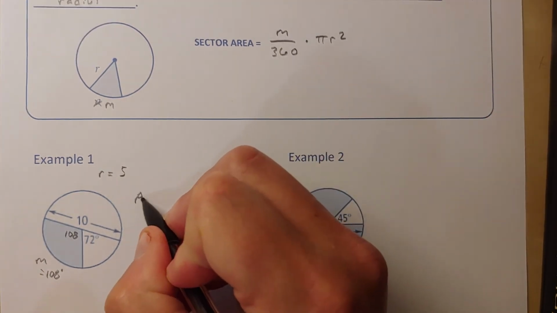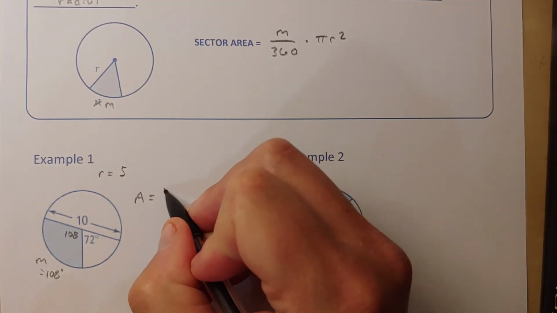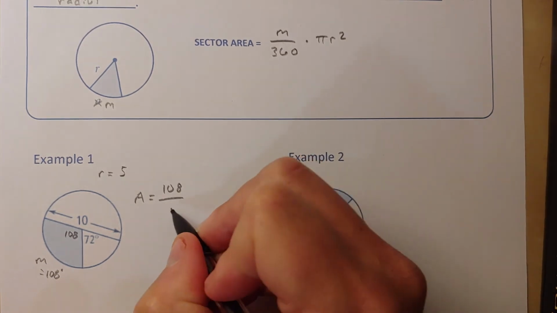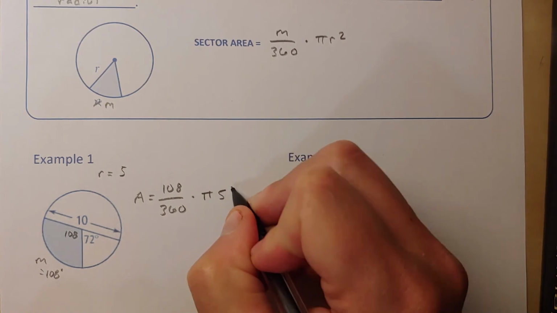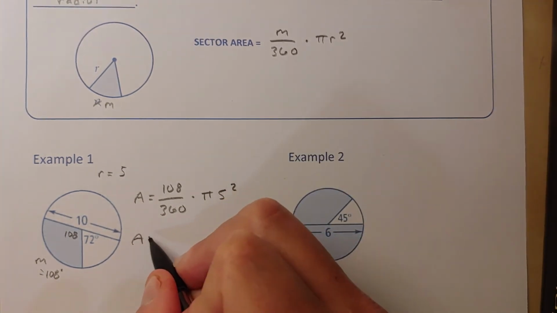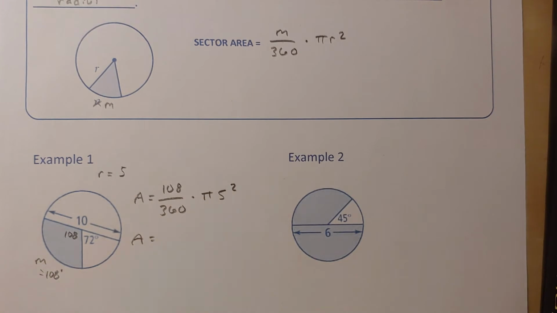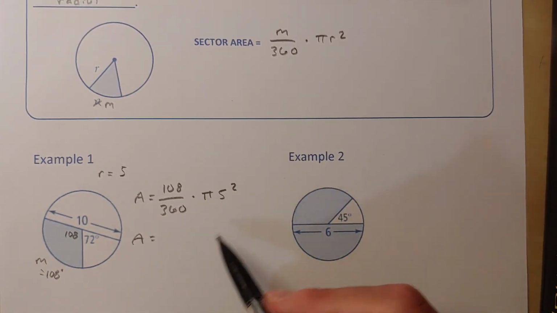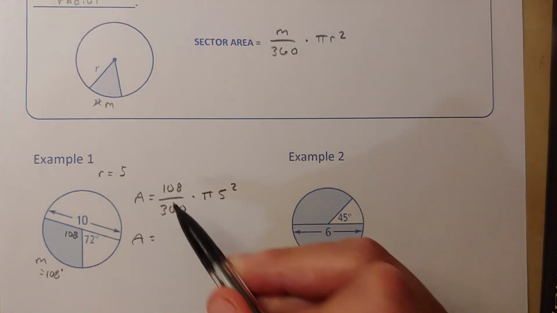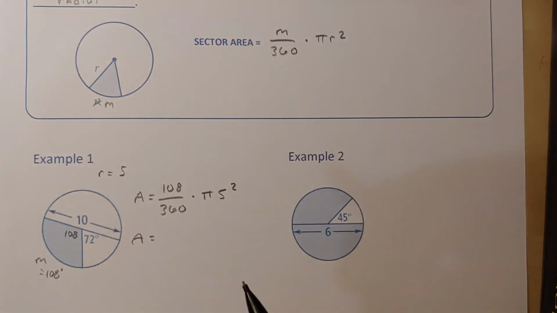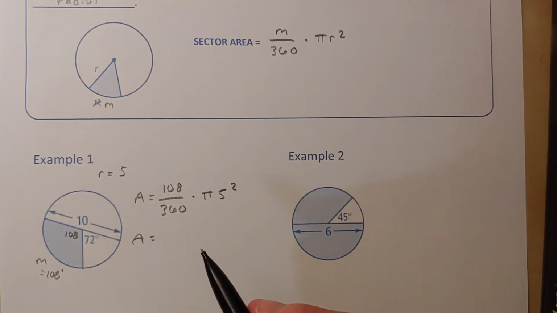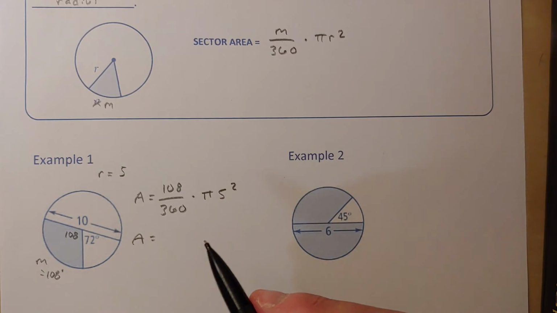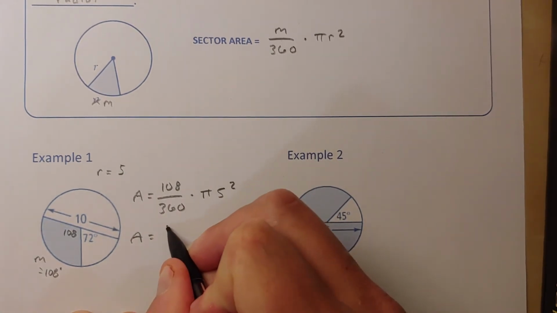So my sector area is given by arc measure over 360 times pi r squared. Now again, you may be tempted to plug all this into your calculator, in which case you would just get a decimal approximation. I want an exact answer here. So the first thing I'm going to do is simplify this fraction. We got 108 over 360. I'm going to figure this out on my calculator here. This simplifies down to 3/10.